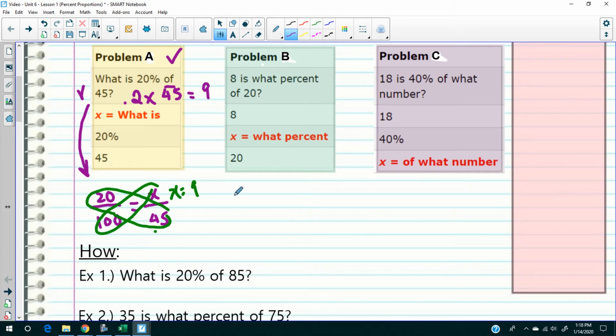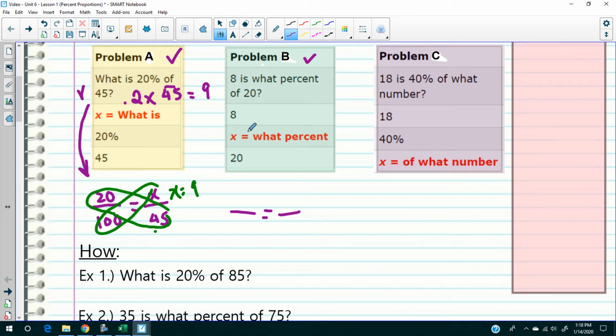All right, let's try the next one. Same thing, but it's a different type of question. This is called a type B question. Type A is a percent of a number, which is nothing new. We did that in Unit 3. Here we've got problem B, which is proportion, so it's Unit 5.